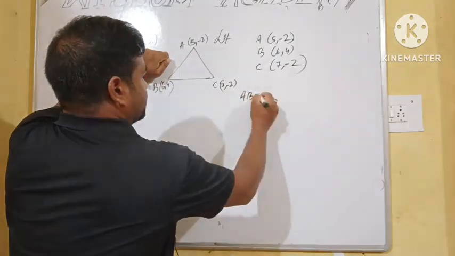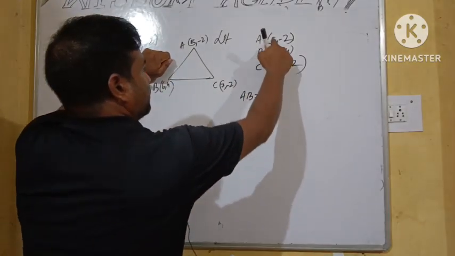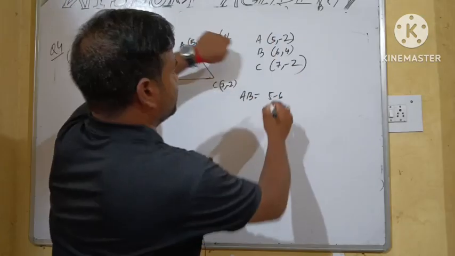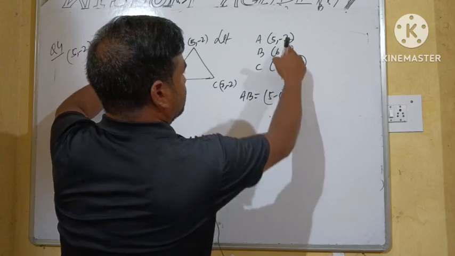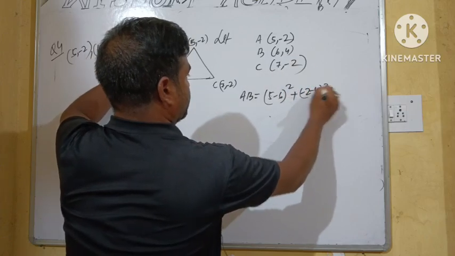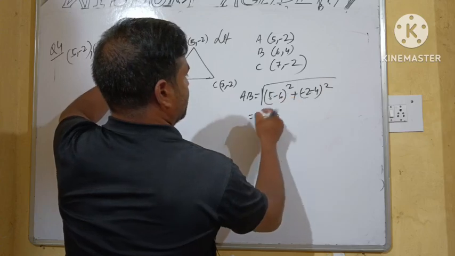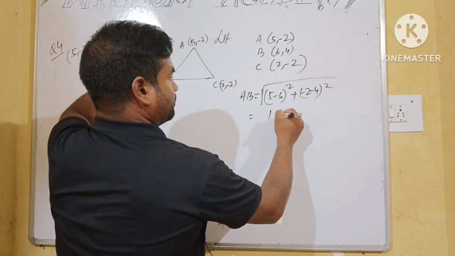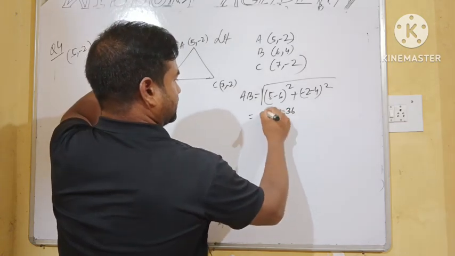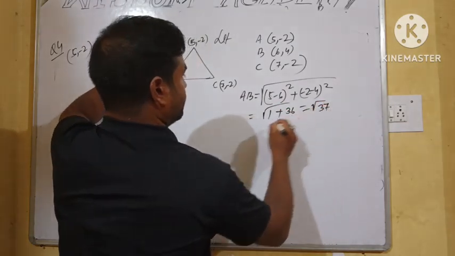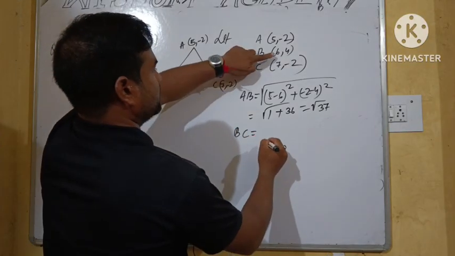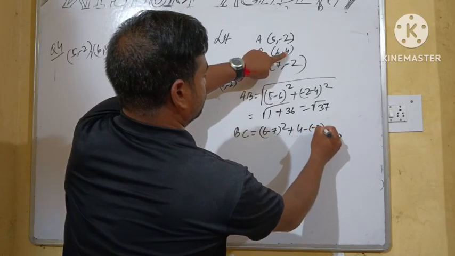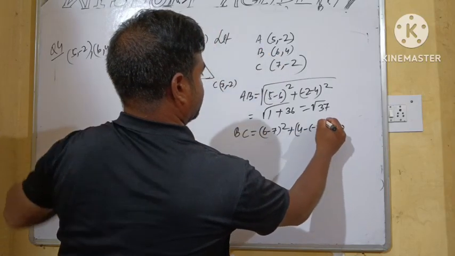Start with AB. By using the distance formula, AB is square root of (5 minus 6) the whole square plus (-2 minus 4) the whole square. Then (5 minus 6) is minus 1, squared is 1, and (-2 minus 4) is minus 6, squared is 36. So 1 plus 36 is 37, and the square root of 37 is the value of AB.